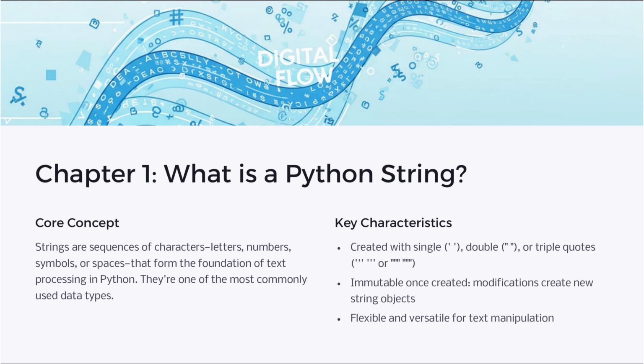Python strings are sequences of characters, including letters, numbers, symbols, or spaces, essential for text processing. They are created using single, double, or triple quotes and are immutable, meaning any modification results in a new string object. This flexibility makes them a powerful tool for text manipulation.